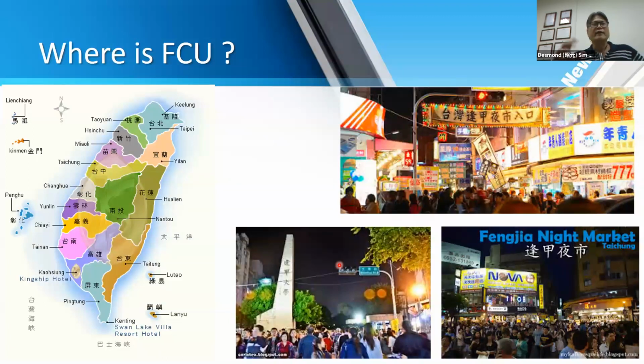We do not have any cafeteria in the university, because right outside the door, you can see there's a huge night market. We have the largest night market in Taiwan, so all the eating and catering will be right outside the front door.